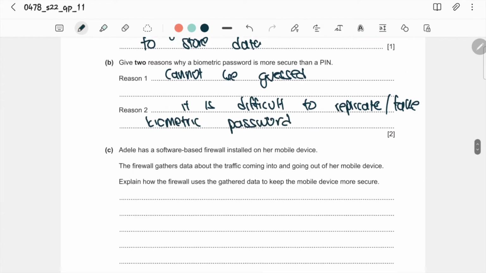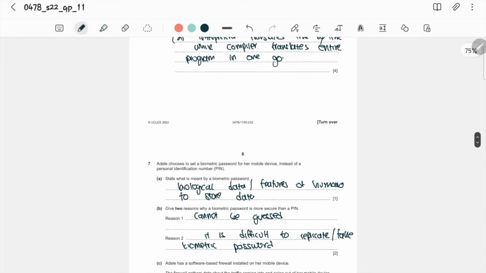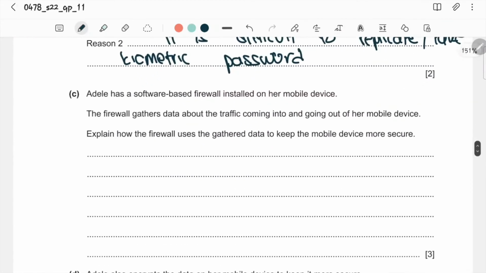Okay, it's difficult to replicate the biometric password. Okay, let's move on to the next one.